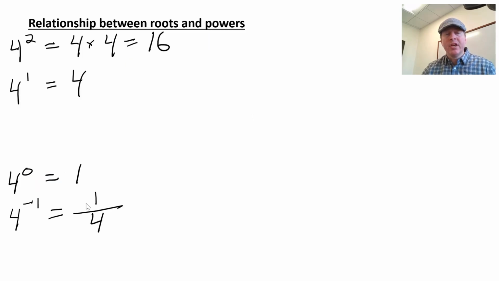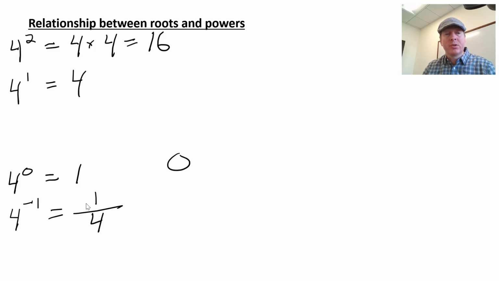Let's talk about the relationship between roots and powers, roots and exponents. So I've written a few examples here of exponents. Of course, 4 to the 1 is just 4 itself. 4 squared, we know what that is. That's 4 times 4, it's 16. 4 to the 0, anything to the 0 is 1, except 0 to the 0. That's undefined, but that's not important.